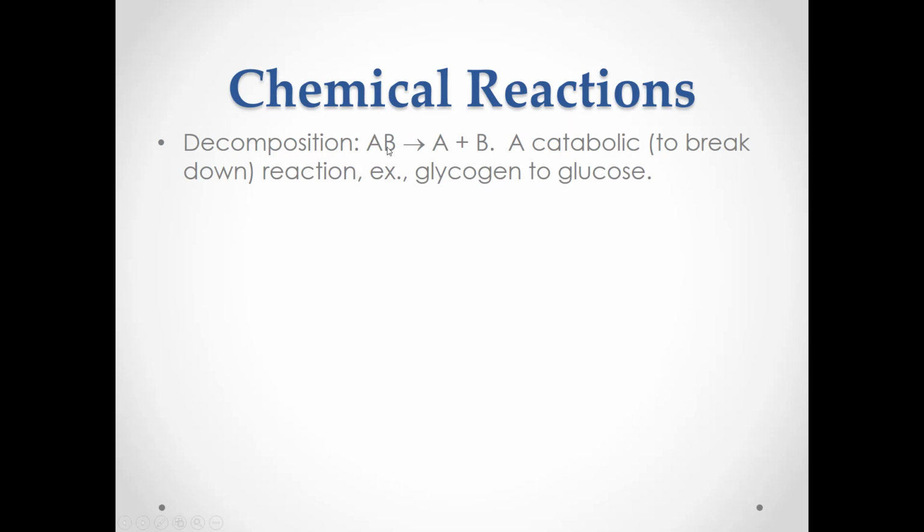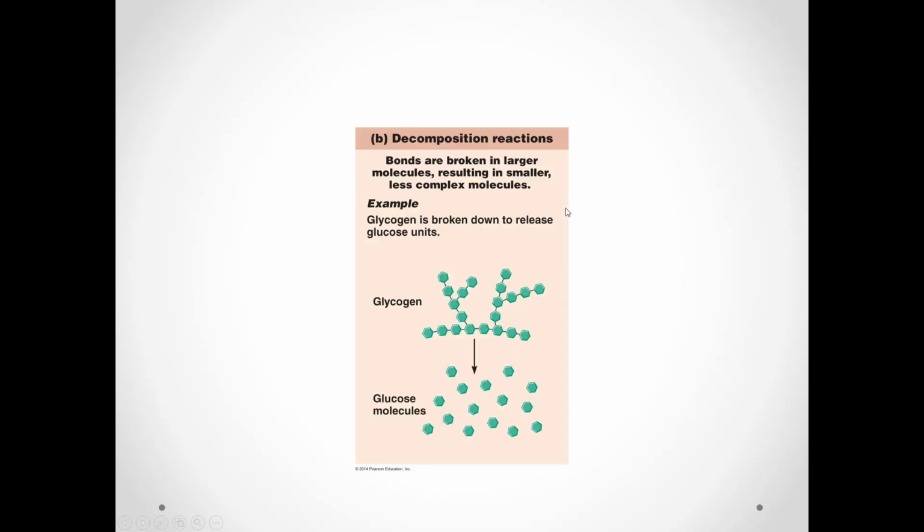So here is my big molecule, and I want to split it into its component parts. Catabolic means to break down. If we take glycogen to glucose, or if we take protein to amino acids. I'm going to use this glycogen to glucose example because I really need you to understand early on in your anatomy and physiology life what glycogen is. So when we eat glucose, not all of our glucose is going to go to our cells for immediate energy.